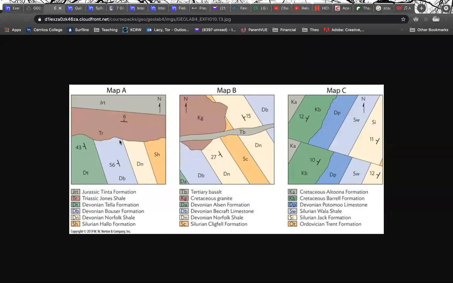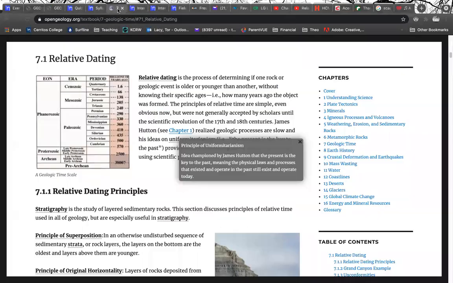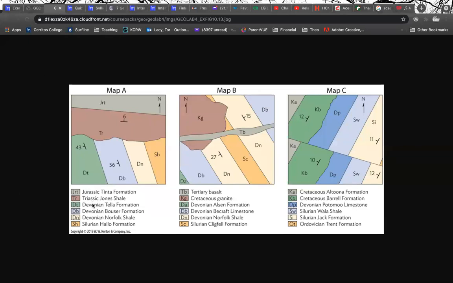So this wavy line here could be the unconformity, but let's also consider the age of the stratigraphic units: Jurassic, Triassic, Devonian, Devonian, Devonian, and Silurian. If we consider the geologic time scale, Jurassic, Triassic, Permian, Pennsylvanian, Mississippian, then Devonian, and Silurian, we are missing Permian, Pennsylvanian, and Mississippian. They are not listed here.